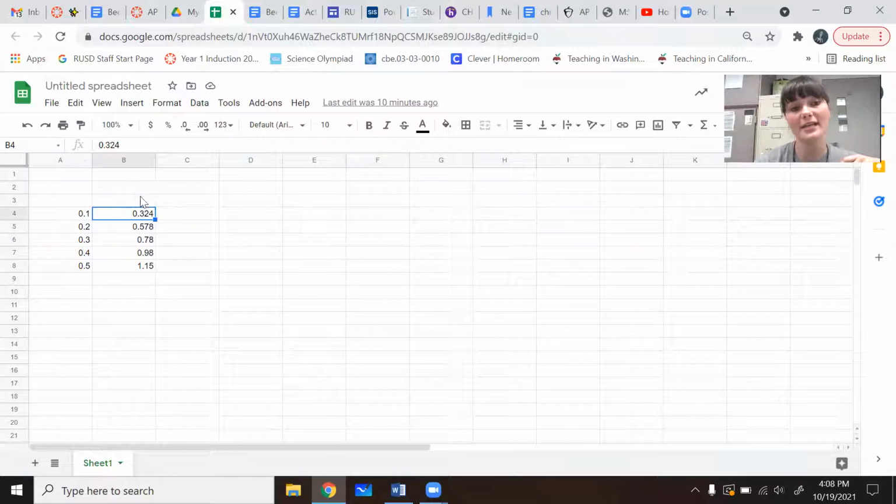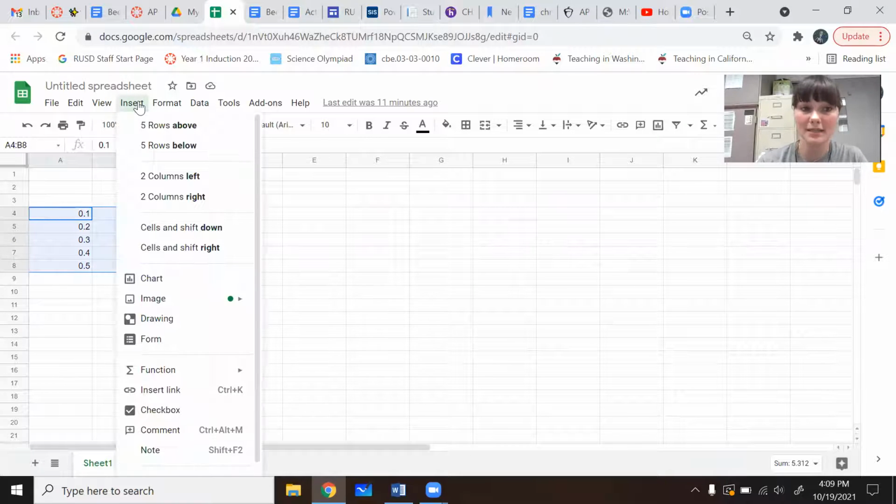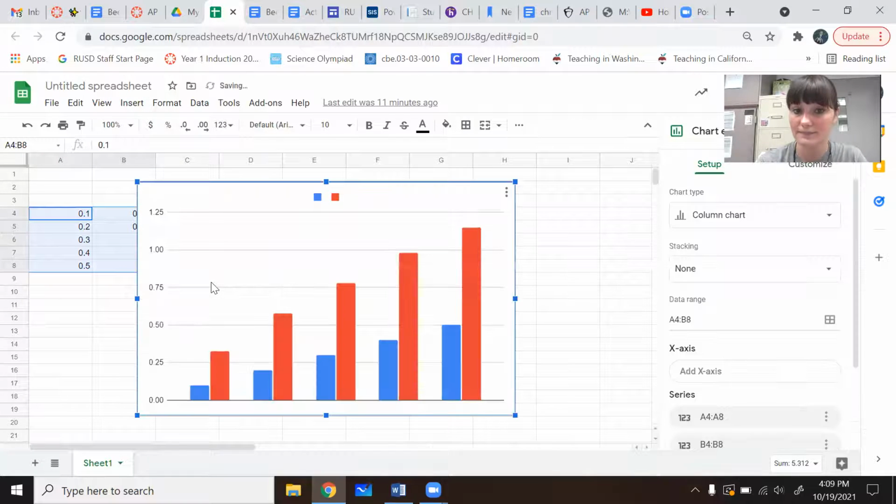It's not important that you label each thing in your data columns, because you can do that externally when you make your chart. So you'll select your data by just clicking on the cell in the upper left, hitting Shift, and then clicking the cell on the bottom right. And then you're going to click Insert and select Chart.